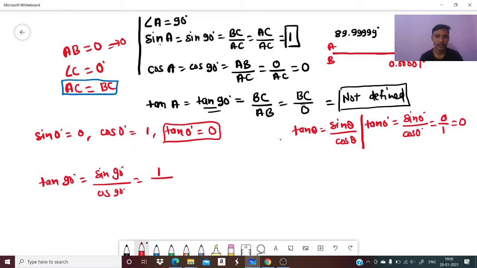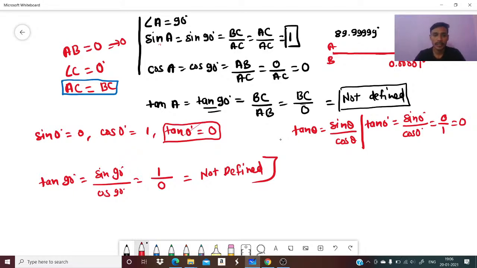And we know that cos 90 degrees is 0. Also, one more thing: the session is now at the end, so there is no point in explaining things in Hindi or Marathi now. Sorry again. And again, your tan 90 degrees you found is 1 by 0, and that is not defined. So that's why you have found that tan 90 degrees is not defined.